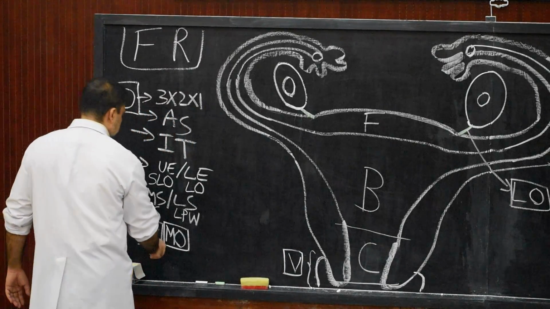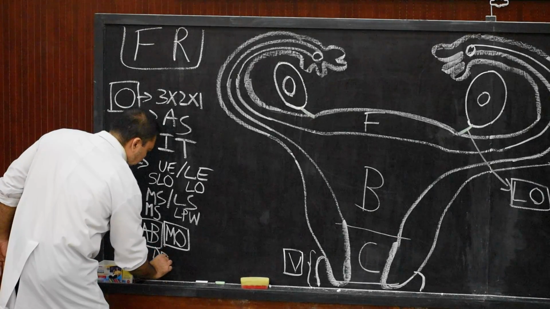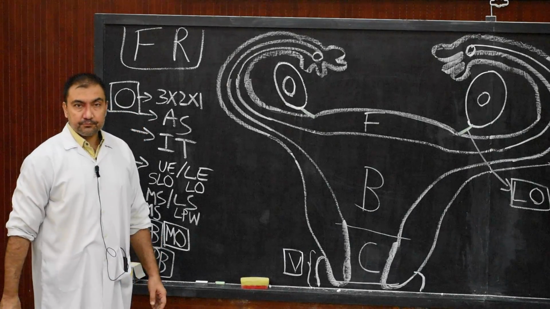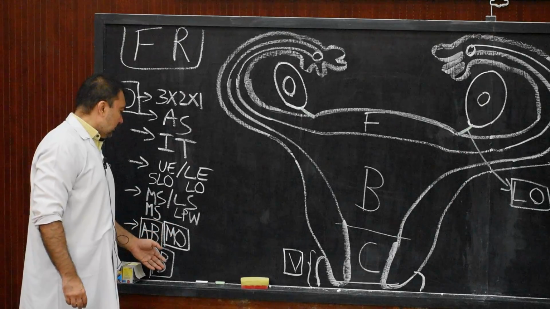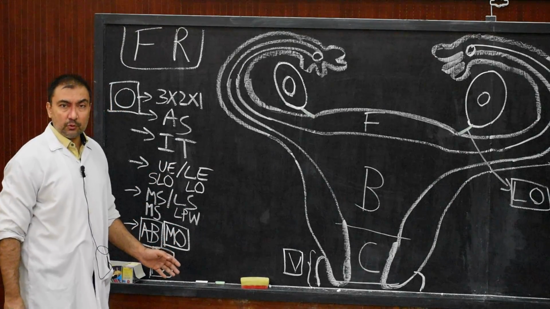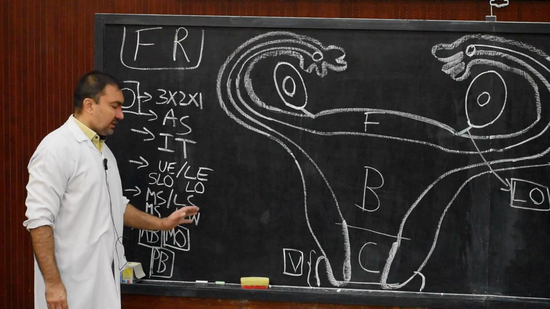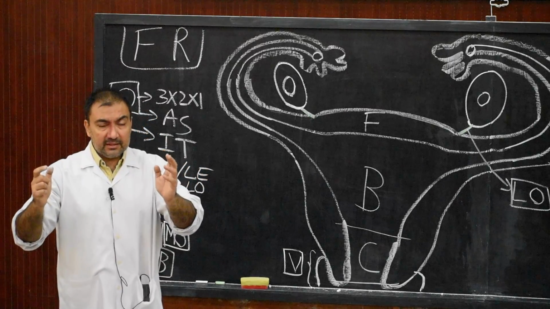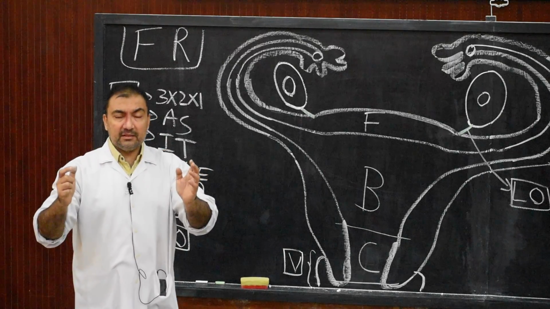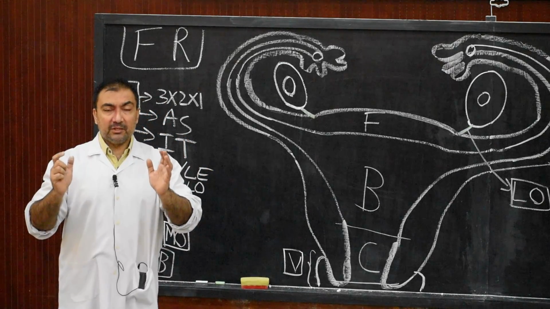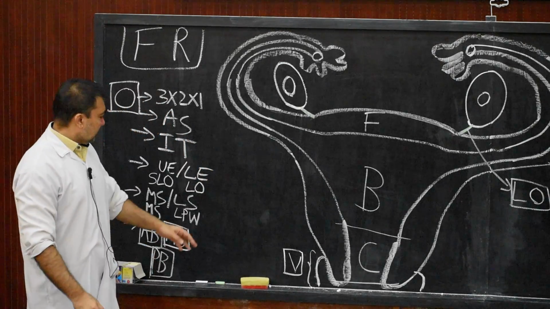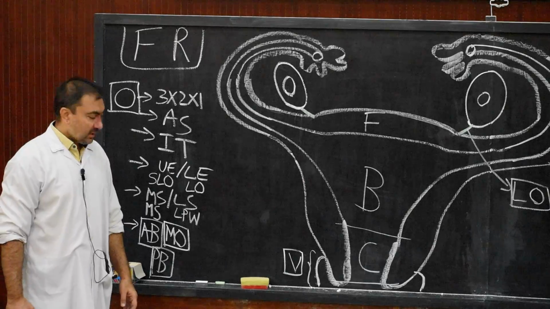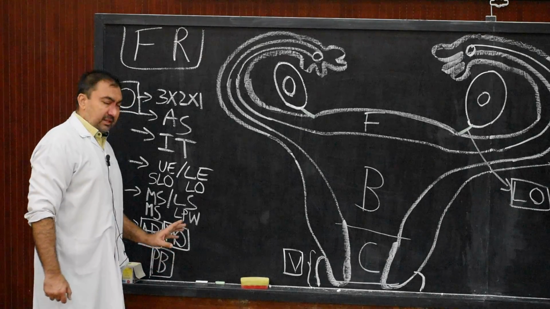Then the posterior border, similarly, is convex and free. So these are the various relations of both the ovaries, right and left. Remember, the ovaries are situated in the lateral pelvic wall, and therefore the lateral surface will be known as the lateral ovarian fossa, because those are the places where the ovaries are located, where their lateral surface will come in relation with the lateral pelvic wall. These are the borders, anterior border and posterior border.